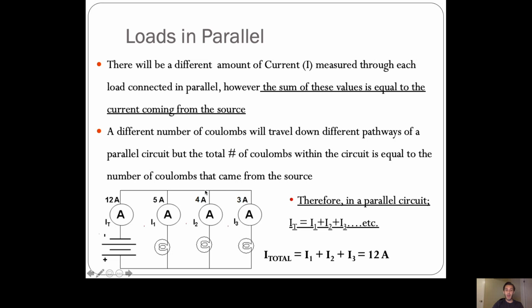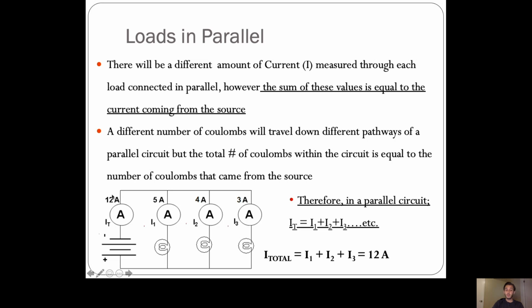When we go to each of the 3 pathways in this parallel circuit, you've got 3 loads. We know they're light bulbs, but we don't know how big they are or how bright they're supposed to be. What we notice is a different amount of current passes through each, and that tells us that these are probably 3 different light bulbs with different requirements. They're not accepting the same amount of current, but what we notice is 5 plus 4 plus 3 equals 12.